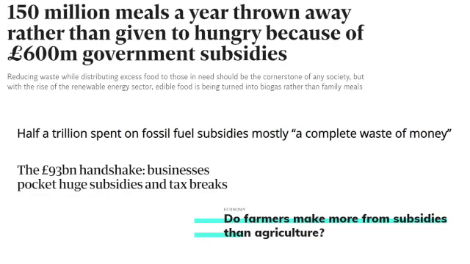The 93 billion handshake, business pocket, huge subsidies and tax breaks. So again, how are these subsidies being awarded? And there have been accusations, especially of this most recent government, as to how businesses are possibly receiving subsidies. And is it more due to networking and friendship rather than actually deserving those subsidies?